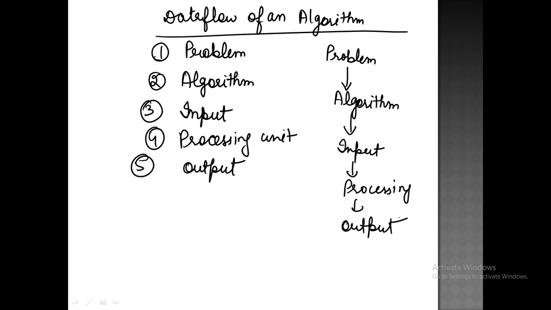After designing an algorithm, the required and desired inputs are provided to that algorithm. And then the input will be given to the processing unit, and after that the processing unit will produce the desired result, and the output is known as the result of the program.